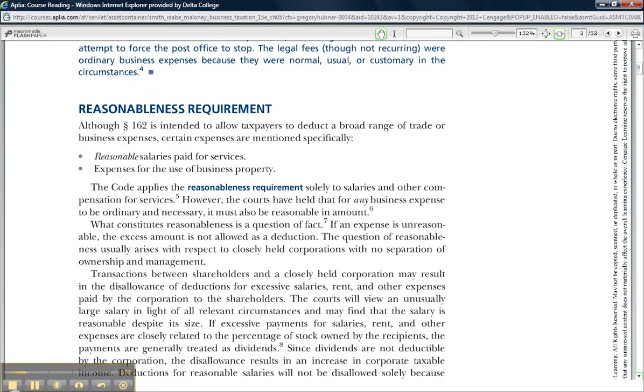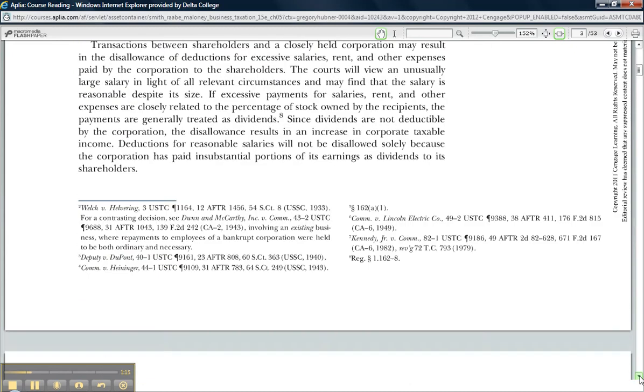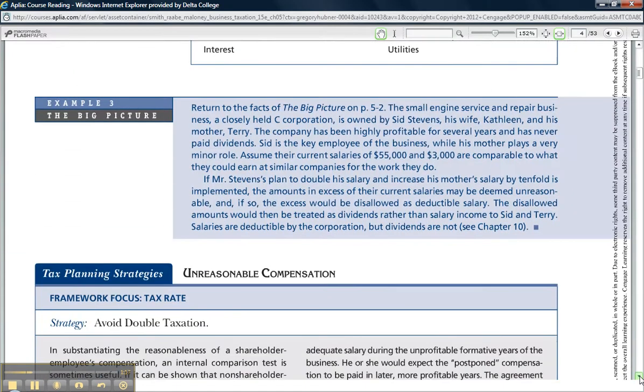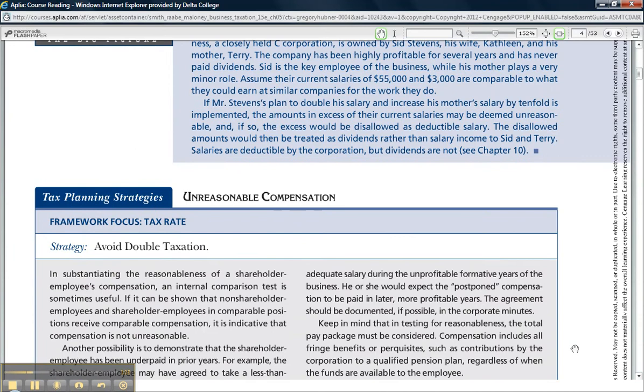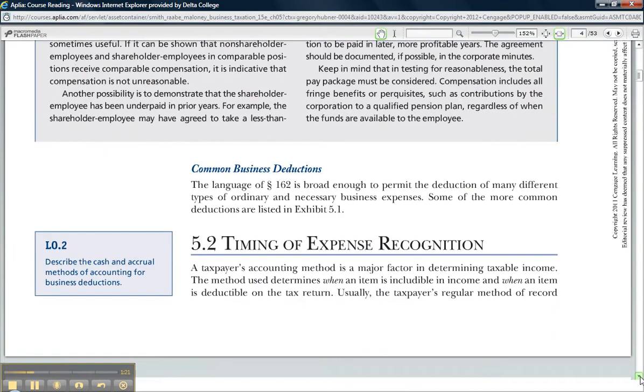There are lots of exceptions, and the textbook goes on to cover many of those exceptions. There's also a reasonableness requirement to deductibility too. Expenses that are deemed unreasonable in the circumstances will be disallowed by the government. I'm just going to scroll through quickly here. Look at some of these vignettes as you peruse the chapters.